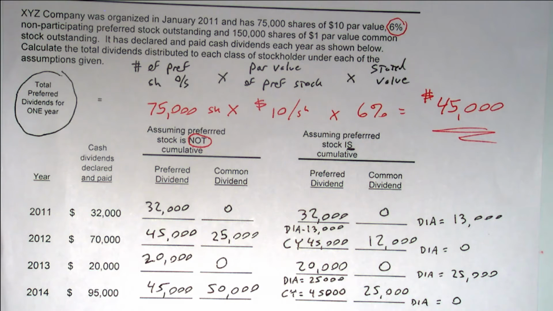Where it says 150,000 shares of $1 par value, do we just completely disregard that? Yeah, that's not needed, is it? For what they're asking us to do, that's not needed. Okay? Good point. Good point. All right, great.